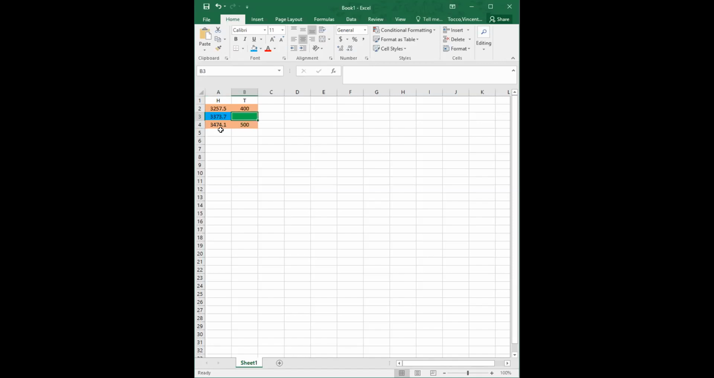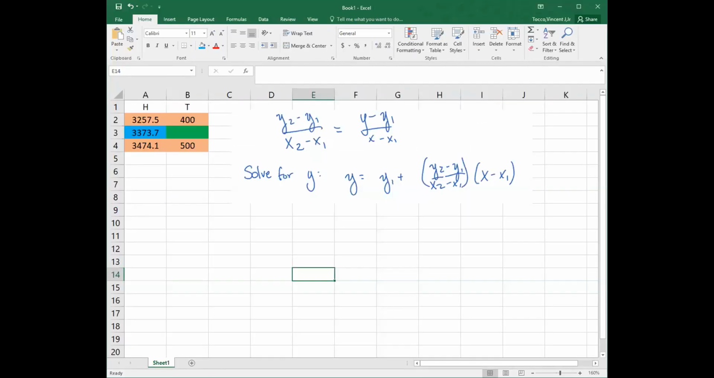Now, how do I go about calculating? Remember the equation for interpolation. All right, I'll pause briefly so that I can get the interpolation formula. Remember, the way you derive this is that you say that the slope of the line that connects the two known data points must be equal to the slope of the line that connects the unknown data point to the known data point. So it's rise over run.